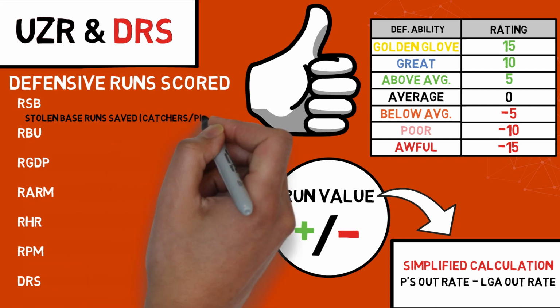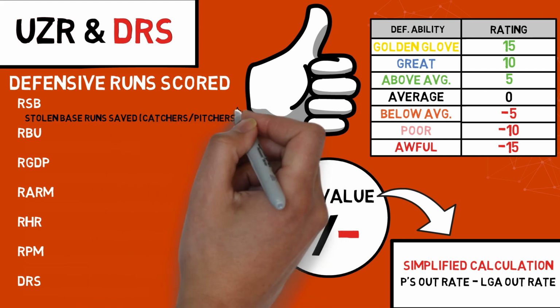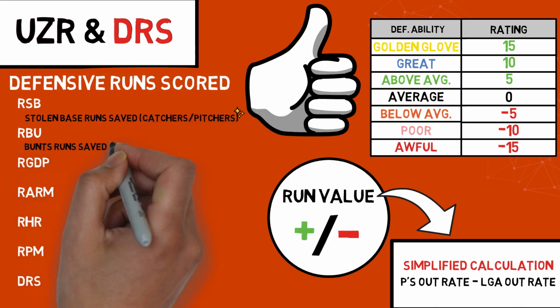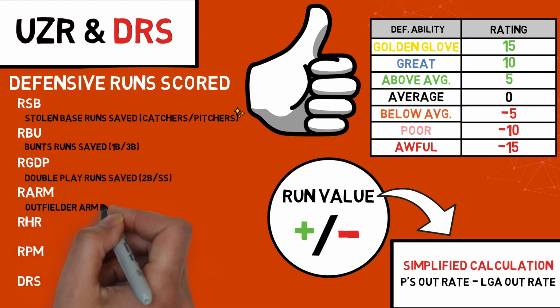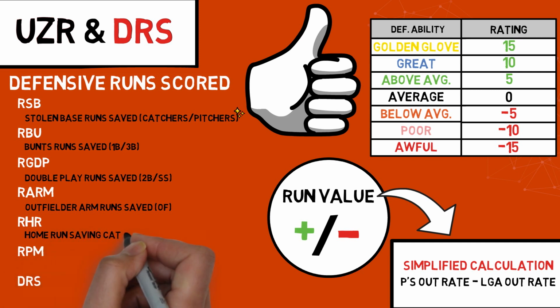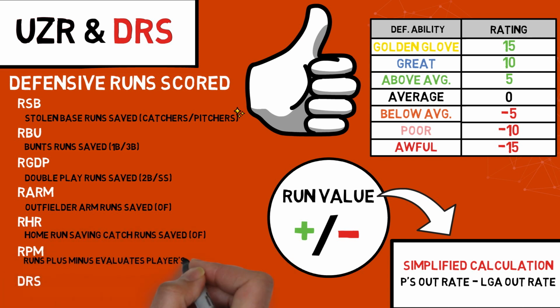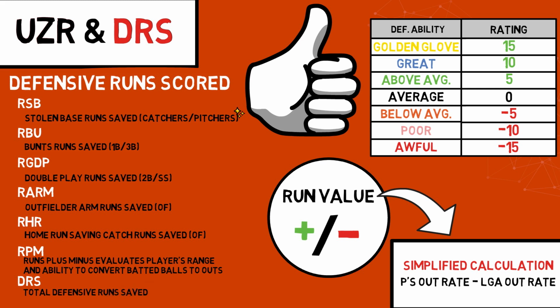You will see some similarities to UZR in categories like outfielder's arm runs saved and double plays runs saved. But this stat, unlike UZR, has the ability to rank catchers and pitchers' defensive abilities through categories like stolen base runs saved. All of those categories are then compiled into our total defensive runs saved number, which, like I said before, is put on the same ranking scale as we covered before in UZR.